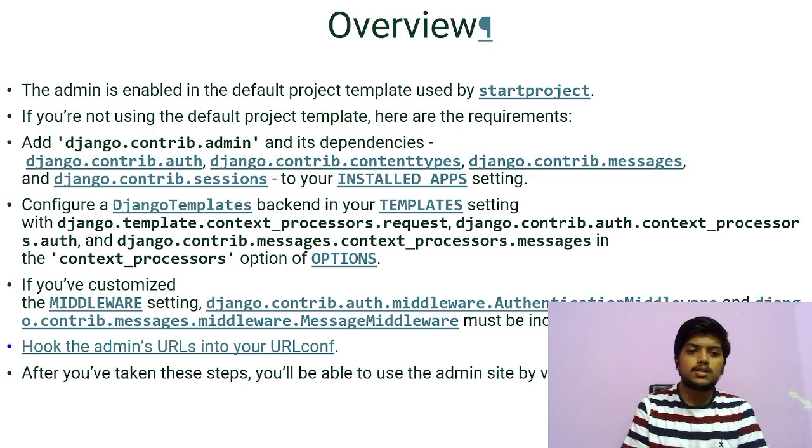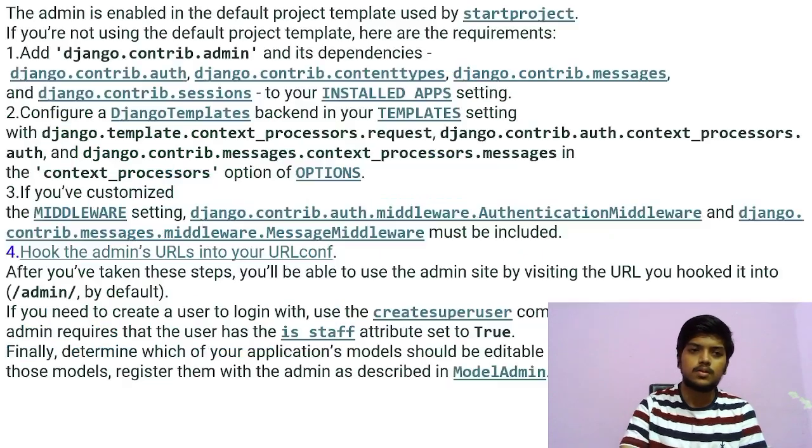If you have customized the MIDDLEWARE setting, django.contrib.auth.middleware.AuthenticationMiddleware and django.contrib.messages.middleware.MessageMiddleware must be included. Hook the admin URLs into your URL configuration. After you've taken these steps, you'll be able to use the admin site by visiting the URL you hooked into.